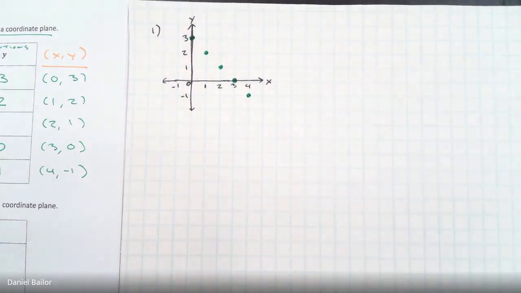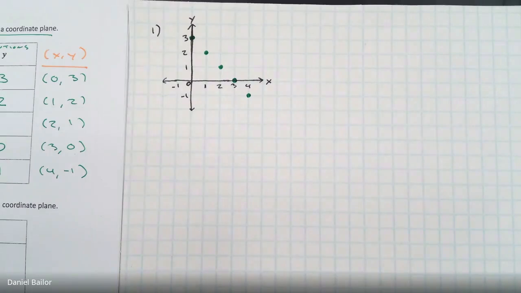So that's my graph of all 5 points. And that's exactly what yours should look like. I fit all of my points on that graph.